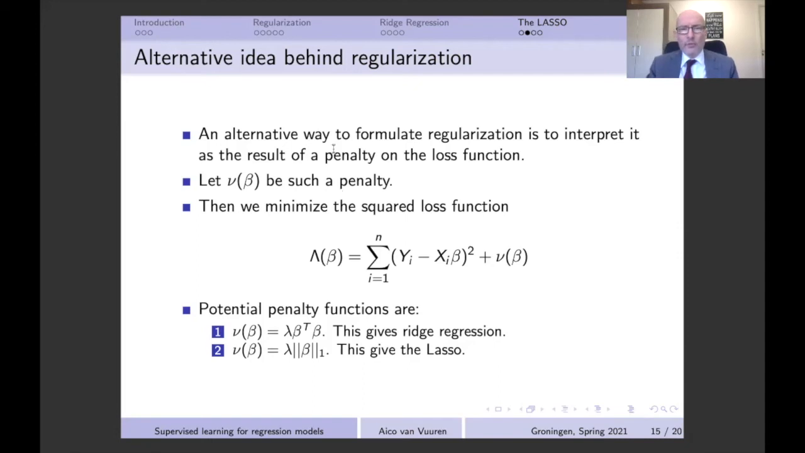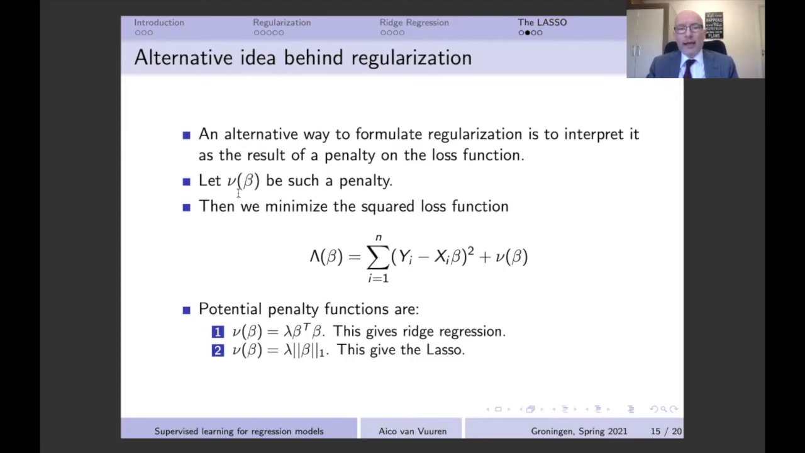But we should realize that in most books, it is not presented like that. In most books, we formulate regularization as a result of minimizing a so-called penalized loss function. Therefore, we need a penalty function. The penalty function that I'm going to introduce over here is denoted by this nu, and nu is going to be a function of beta. What you should realize is that for any choice of beta, we're going to receive a non-negative penalty.